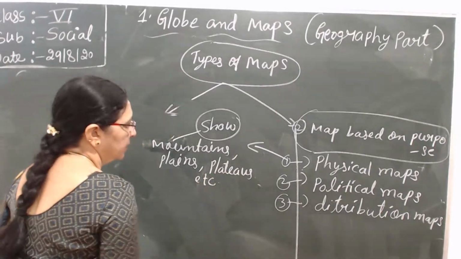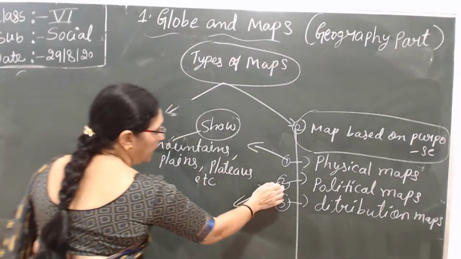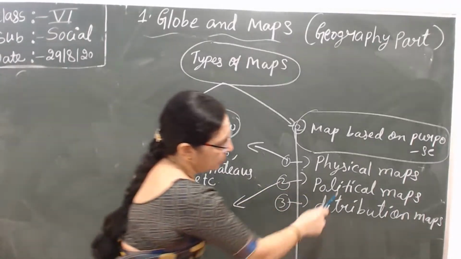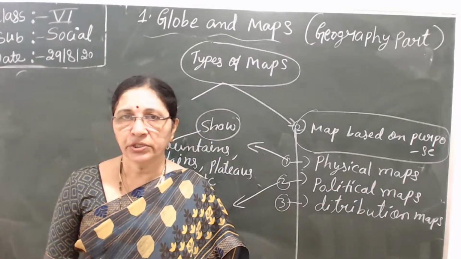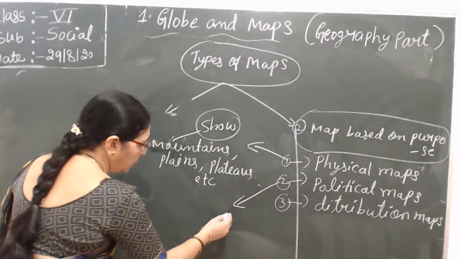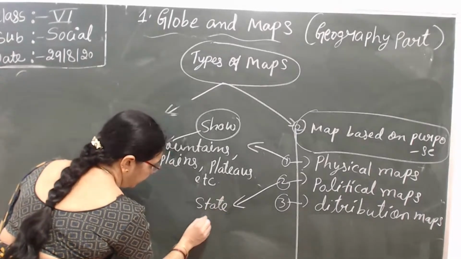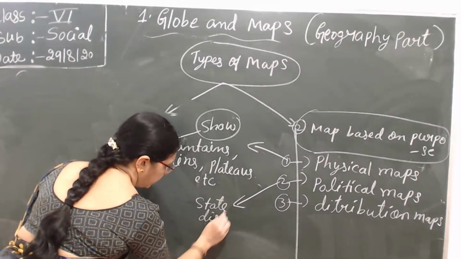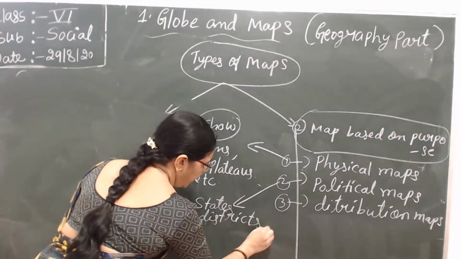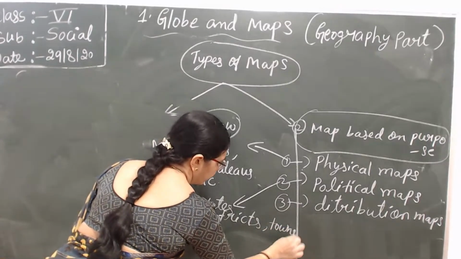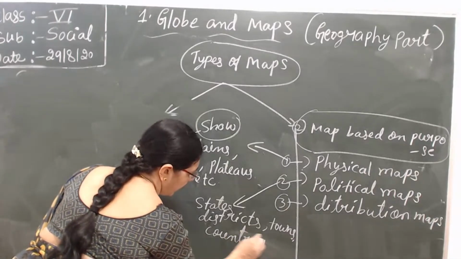Next, political map. This shows the political boundaries. A political map shows the political boundaries, for example countries, states, continents. What does it show? States, districts, towns, countries, etc.